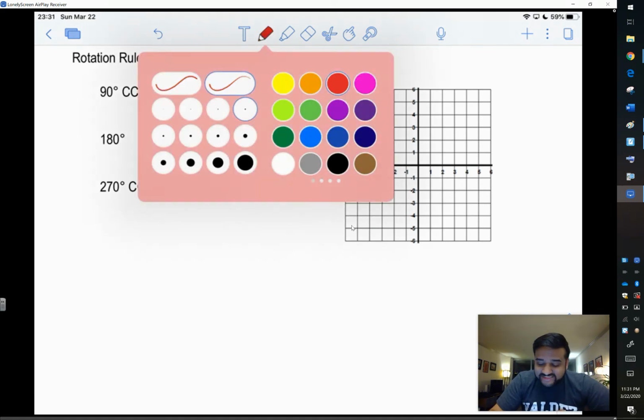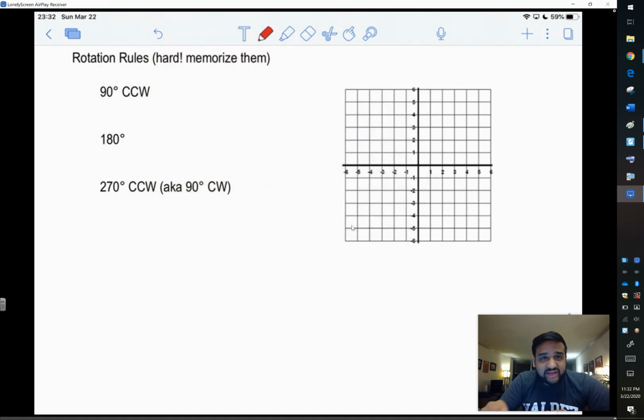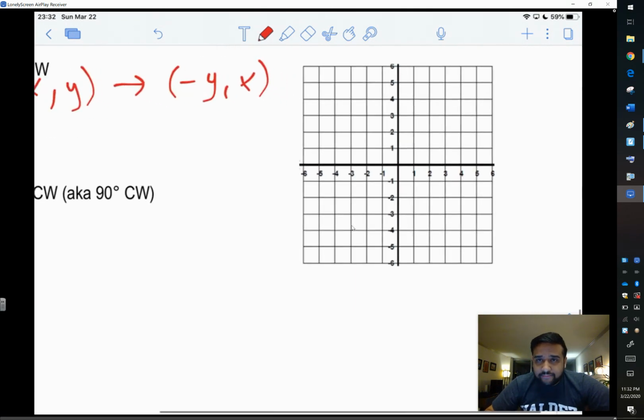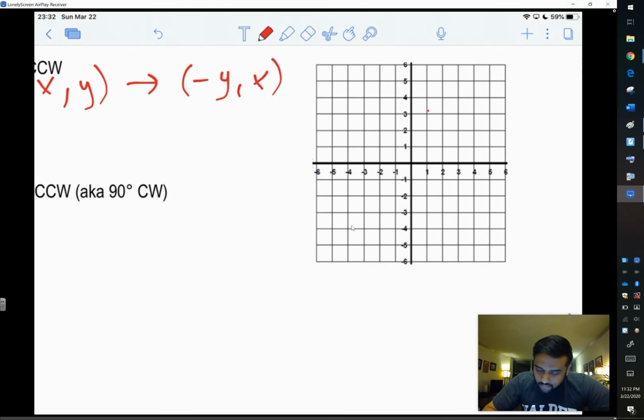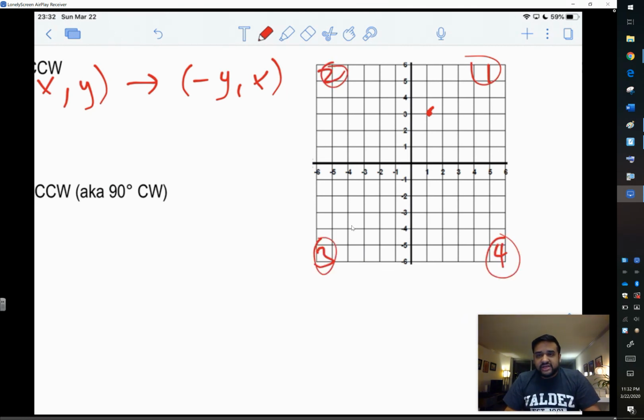So let's go ahead and go over what these rules are. The rule for a 90-degree counterclockwise rotation is this. You take the old coordinate (x, y), and it becomes (-y, x). For example, if I had the point (1, 3) and I'm rotating that 90 degrees counterclockwise, which quadrant, 1, 2, 3, or 4, will it end up in?